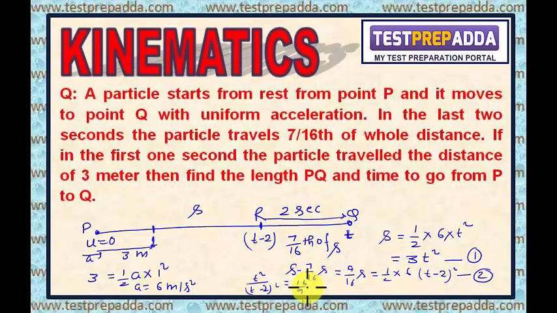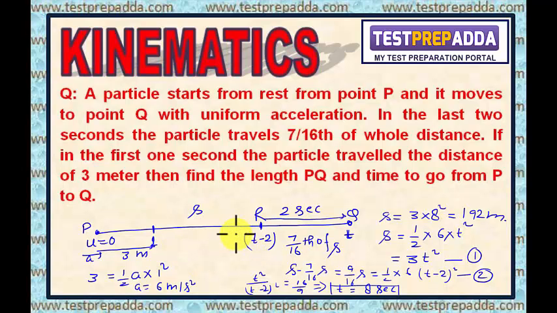Okay. Now, if you solve this, t comes as 8 seconds. So, the particle will take 8 seconds to move from point P to point Q. Now, if I substitute this 8 in this equation, I'll get S as half a into 8 square, and that comes as 192 meter. Got the idea?